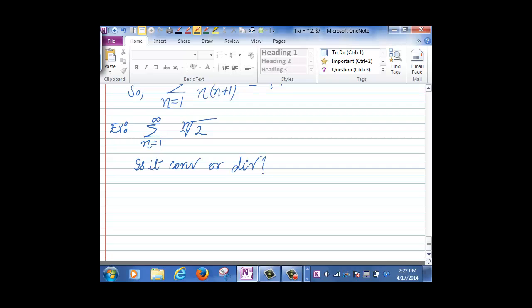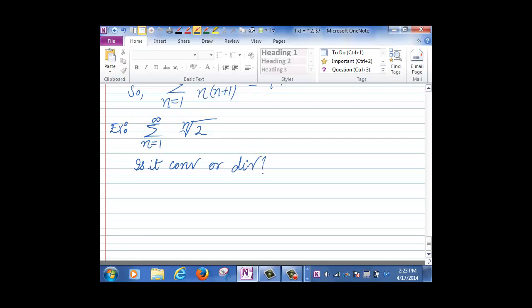Anyone? Has anyone done this problem in the homework? How do I test whether this series is convergent or divergent? This is obviously not geometric, right? And so I cannot apply geometric series. It doesn't look like it's going to be telescoping either. Okay? So what else? What other tests do you have in this section?